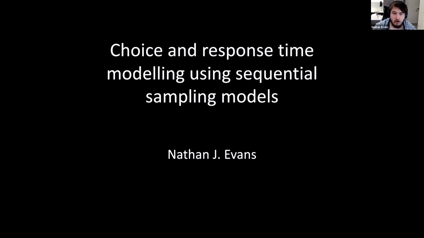All right, fantastic. So I am going to introduce sequential sampling models or evidence accumulation models. There are several names for these types of models, as you'll know throughout the talk. I'll introduce them, talk about some different ways they can be used to perhaps help your research, or if you're a student, why you may want to research into them. And then some potential pitfalls that you can potentially avoid.